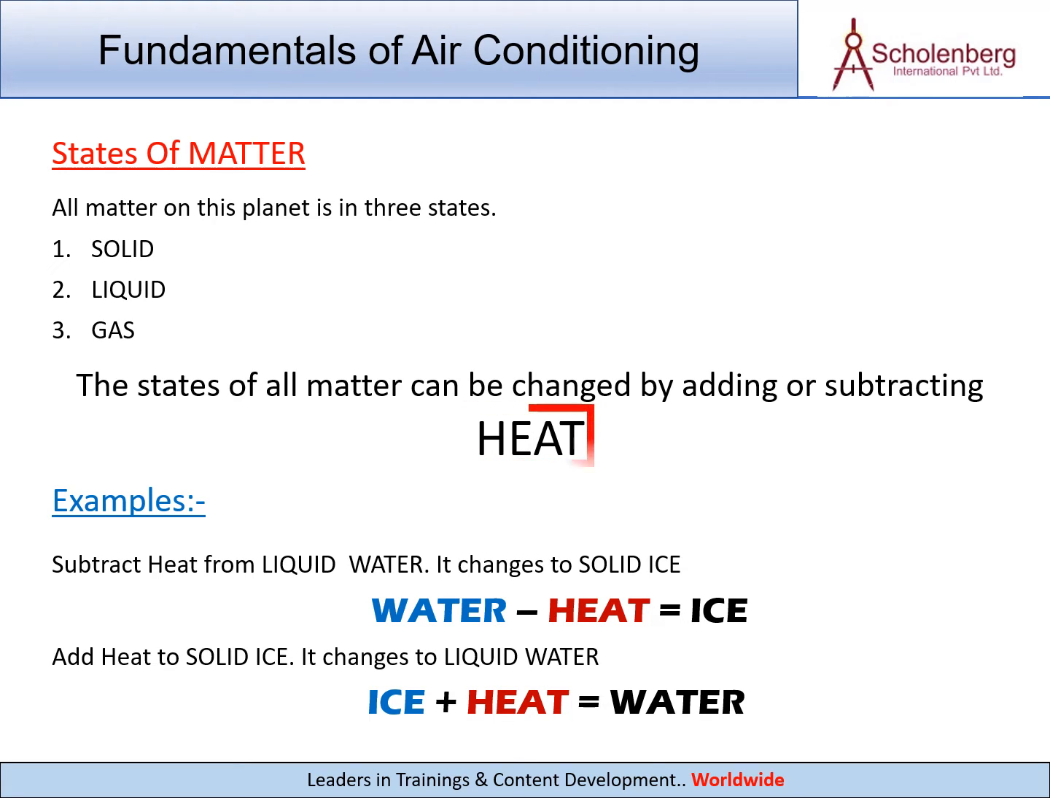Examples. Subtract heat from liquid water. It changes to solid ice. Water minus heat equals ice. Add heat to solid ice. It changes to liquid water. Ice plus heat equals water.